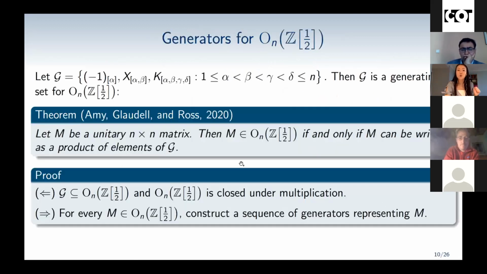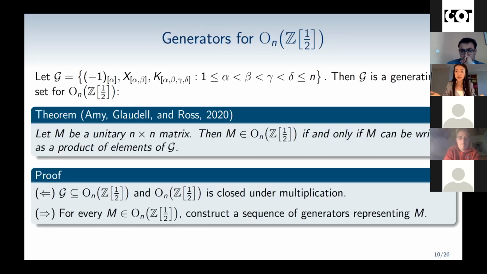So in our research, we define a generating set G. It is composed of the 1-level -1 gate, the 2-level NOT gate, and the 4-level K gate. And here, this -1 alpha is just acting as a scalar. When it is applied to the left of a matrix, it will flip the sign of the alpha row. And when it's applied to the right of a matrix, it will flip the sign of the alpha column. And actually, Amy, Glaudell, and Ross show that this set is indeed the generating set for the group. And this will become very handy for us to find the relations for our group.